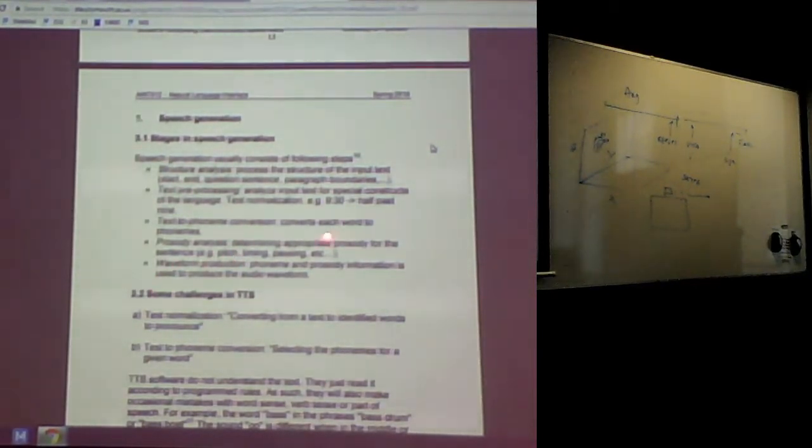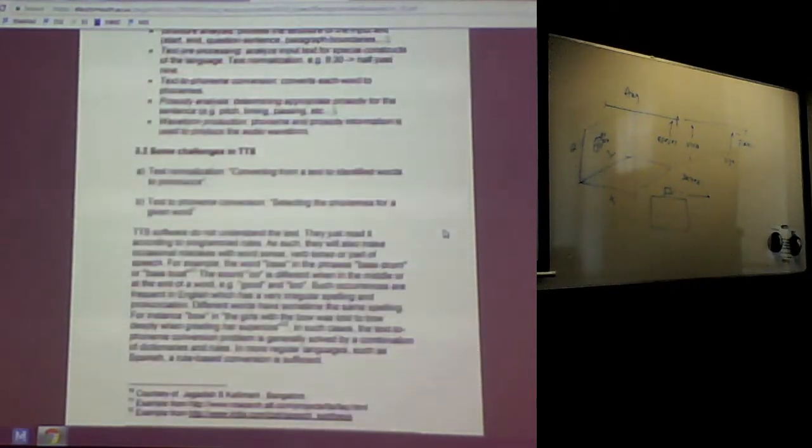Prosody analysis: do I pause? If it's a question mark, I have to end the sentence in a different way. Then you produce the waveform again, which is quite straightforward. I'm going to look at this in more detail.